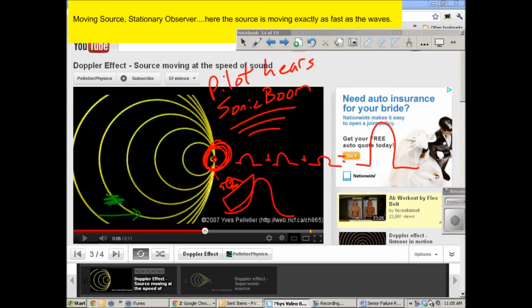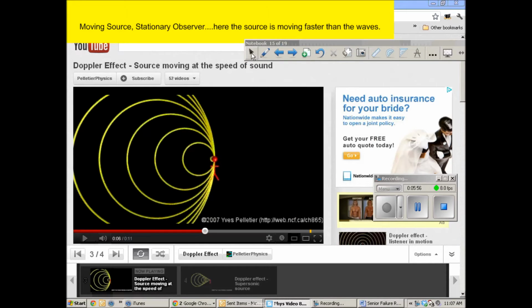that it creates. So now the next question is, what happens if the source is moving faster than the waves? Remember here, this drawing that you're looking at here is the source moving at the same speed of the sound of the waves that it's producing, all right? So what happens if it goes faster? And that brings us to our last one of these little video clips.